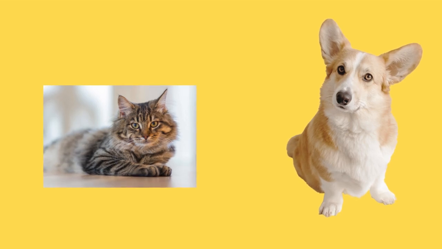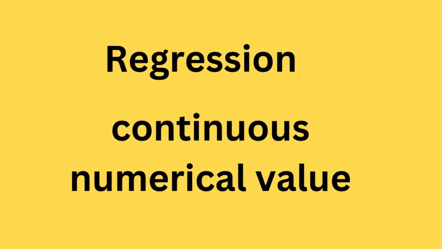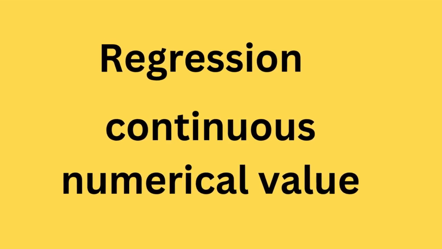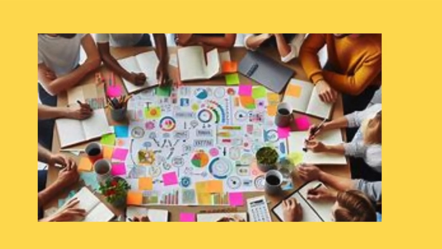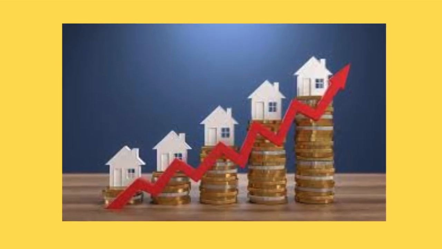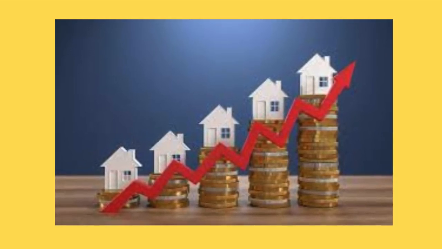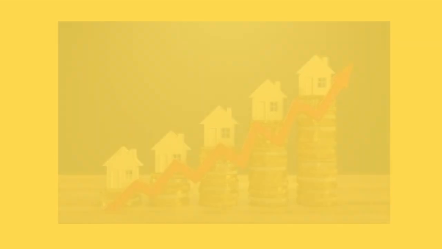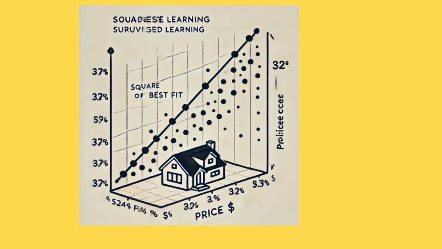The second type is regression, where the model predicts a continuous numerical value. A classic example of regression is predicting house prices based on features like square footage, location, and number of bedrooms. Here the output isn't a category but a specific number, such as predicting that a house will cost around $35,000, like that.